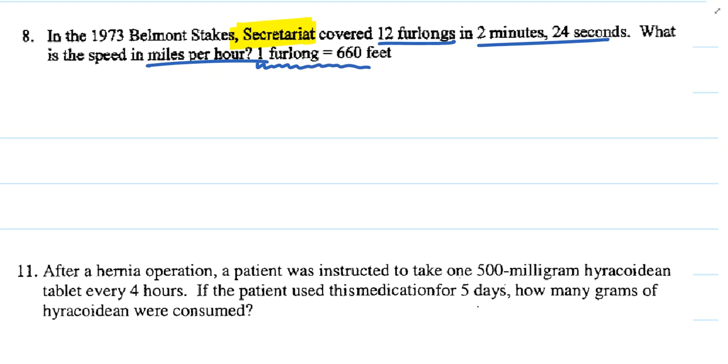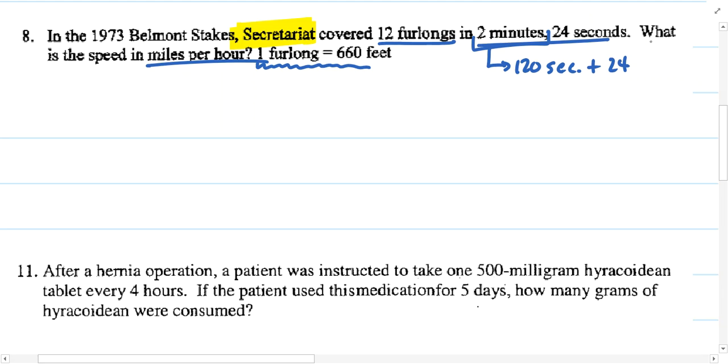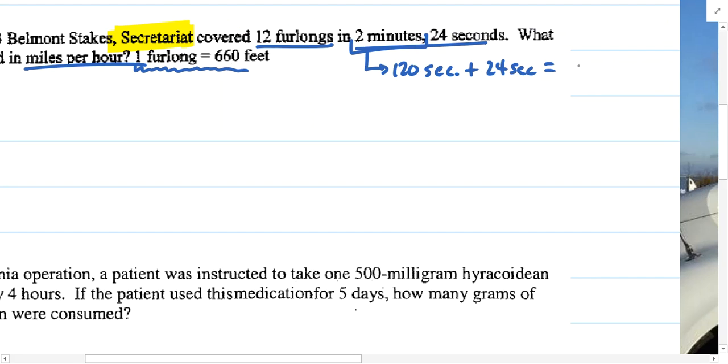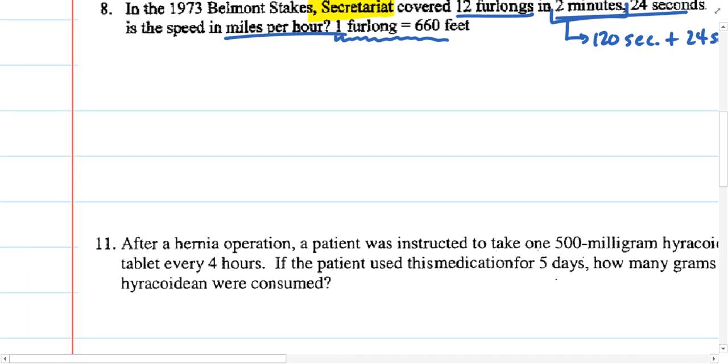Now, before we get too far into this, I am going to make a special note here. 2 minutes is the same as 120 seconds. That's something that we should be able to convert in our head. 60 seconds in a minute, so 2 minutes is 120 seconds. We add to that the 24 seconds on top of the 2 minutes, and we're now looking at 144 seconds is the length of time that it took for Secretariat to complete this race.